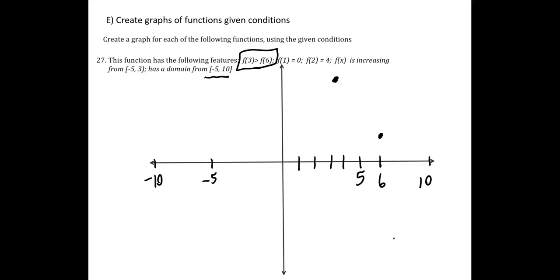It says f of 3 needs to be greater than f of 6. So 1, 2, 3. Let's just put a point that's bigger than 6. f of 1 equals 0. So that means right here we're going to have a point. f of 2 equals 4. So here at 2 we'll be at 4.